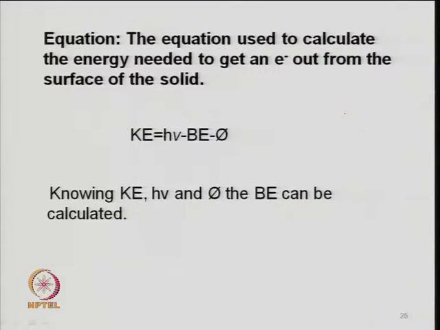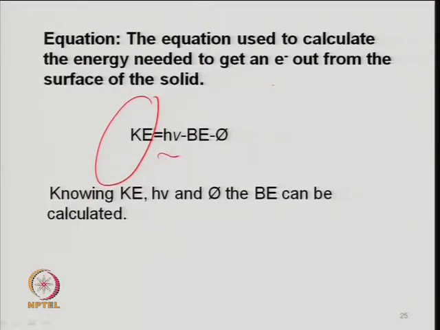The equation for energy, that is the kinetic energy, is related to h nu, the energy of the photons, minus the binding energy and minus the work function, or work potential, rather. This is the energy needed to get an electron out from the surface of the solid. So, the kinetic energy is equal to h nu minus binding energy minus the work function.